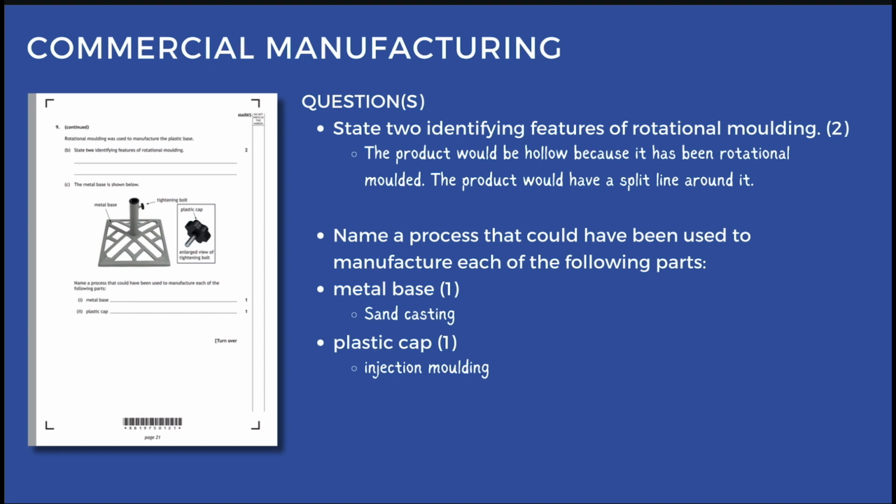For naming a process that could have been used to manufacture each of the following parts, the metal base, really your two options are sand casting and die casting. Now, just because of the scale of the item, it's most likely that this would be sand casted. And for the plastic cap, it's quite a small, intricate part made of solid plastic, and again, for most commercial products, injection moulding is one of the default processes that are used. So again, it's always one to go to as a default.